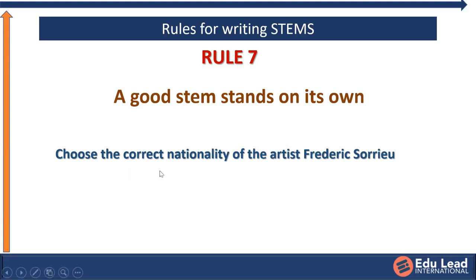Example here: choose the correct nationality of the artist Frederick Soriot. So over here, you see, it's not necessary for the child to actually go through the options, because if he or she actually knows the nationality, then the answer would be given. So this stem is standing on its own.